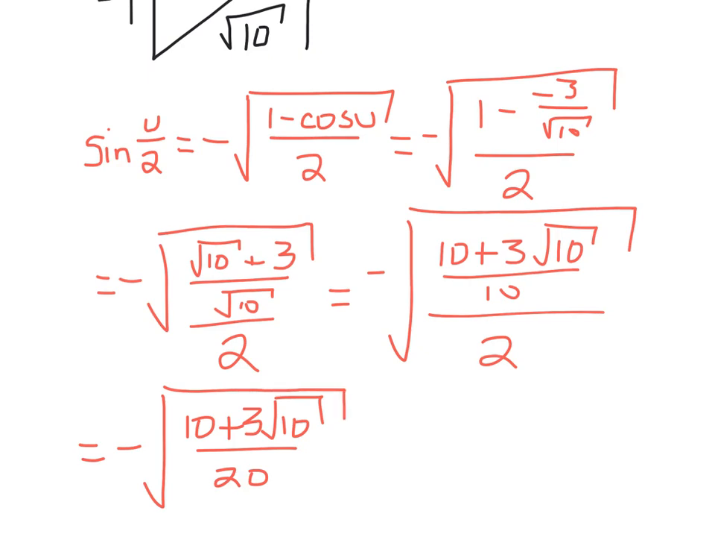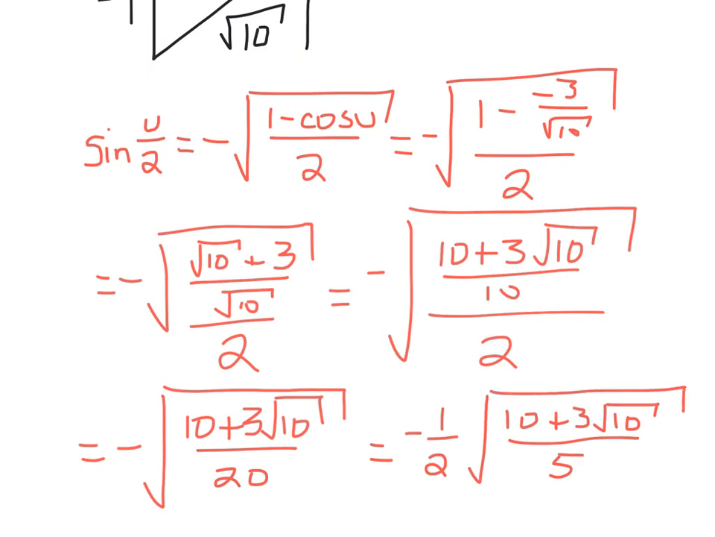And the only other step that we can do from there is take out a 4. And what I mean by that is, right, 20 is 4 times 5, so the square root of 4 is 2. So the only other thing that we can do is say, well, this is really negative 1/2 times the square root of 10 plus 3 radical 10 over 5. So that's an exact answer.